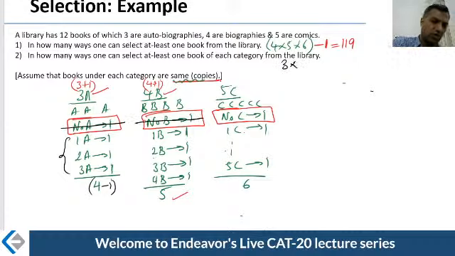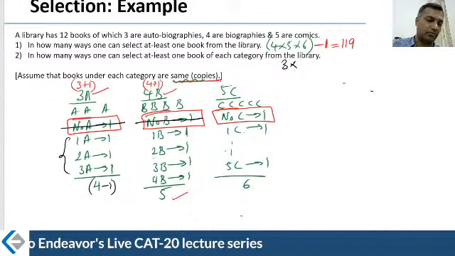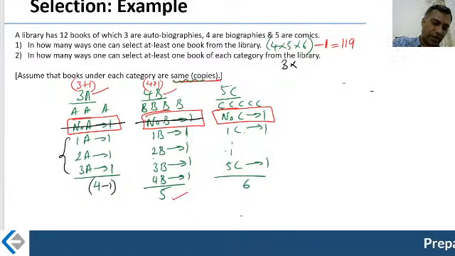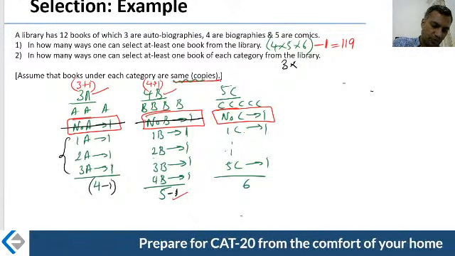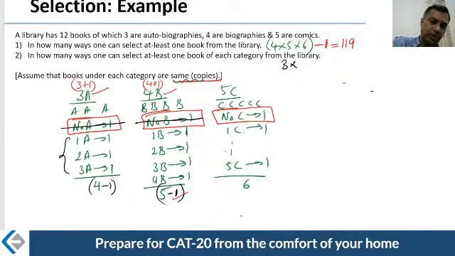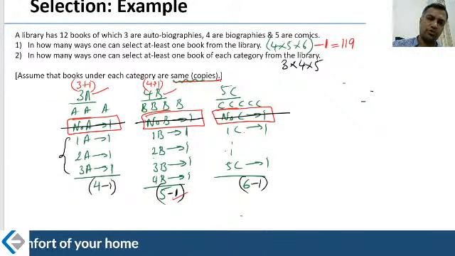Similarly, this is ruled out because you can't say that I don't select any biography. You must, because it's one book of each category. So here it is going to be 5 minus 1, and this is ruled out, therefore it is going to be 6 minus 1. So this would be 3, 4 and 5, and the answer this time is going to be 60.